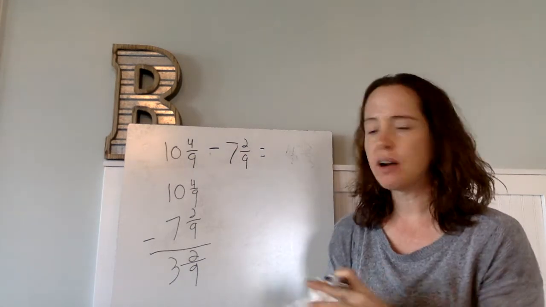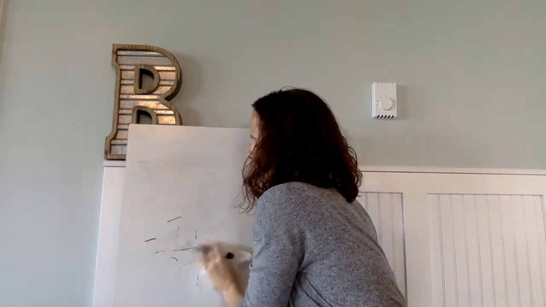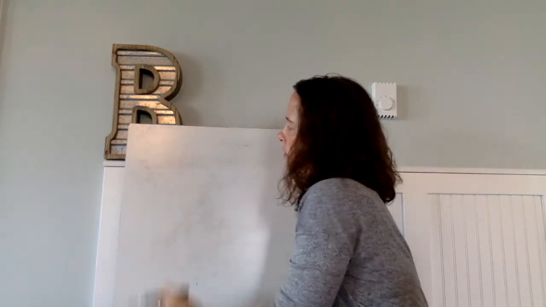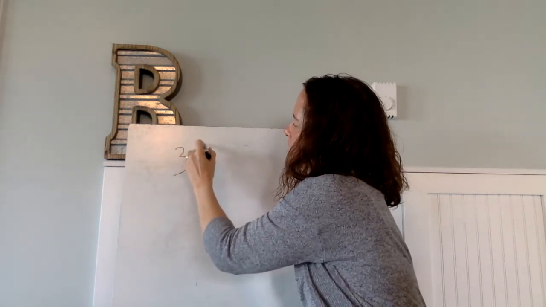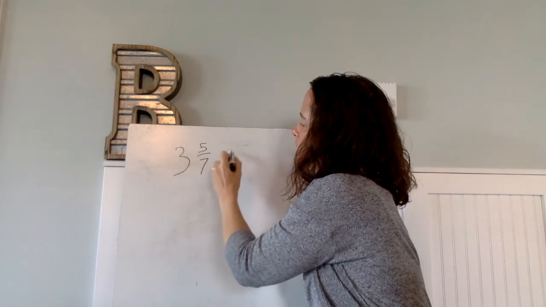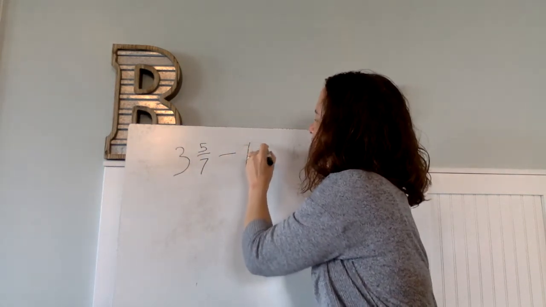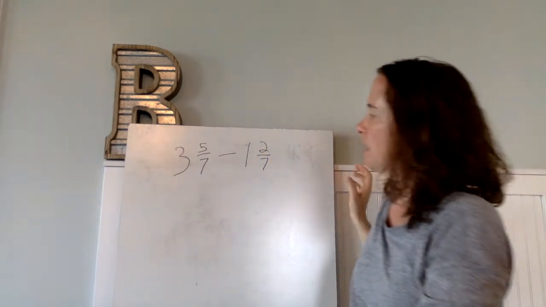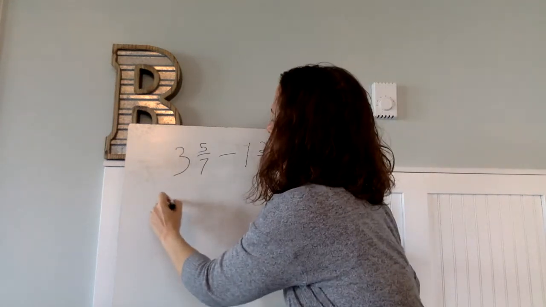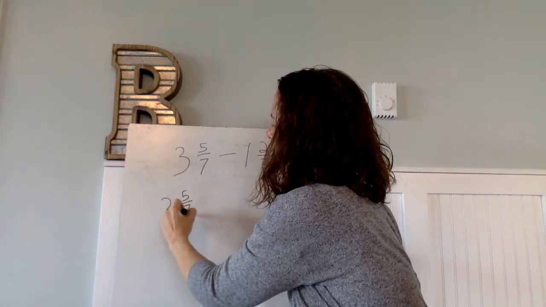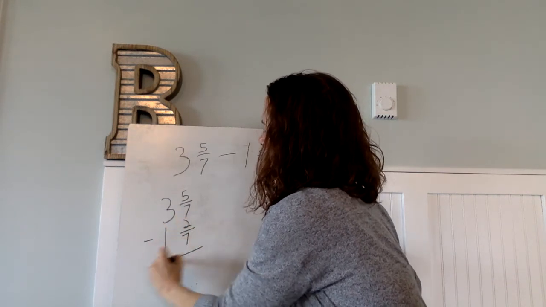Okay, I'm going to do one more, and then I'm going to let you guys practice today on your assignment. So I'm going to say 3 and 5/7, and from that, we're going to subtract 1 and 2/7. Again, I'm going to get in the habit of stacking my numbers. So I'm going to put the larger mixed number on top, and from that, I'm going to subtract 1 and 2/7.